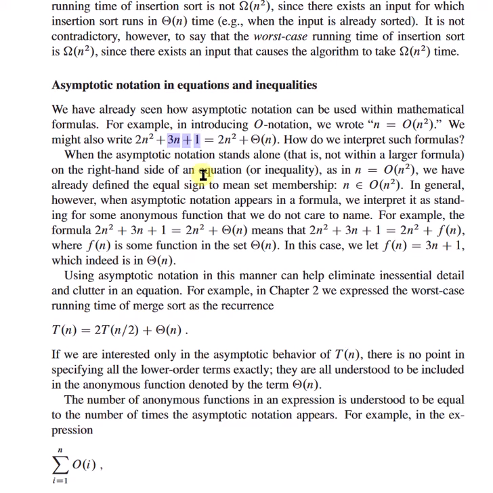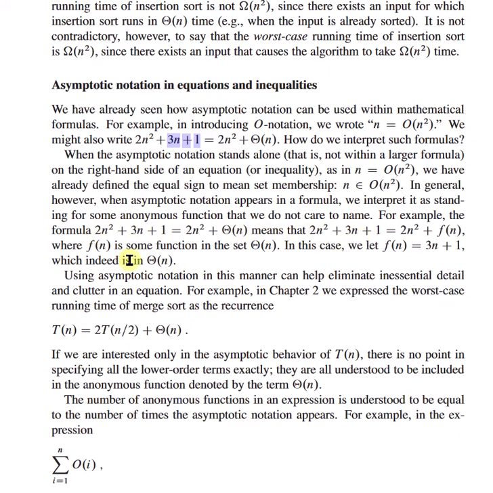How do we interpret such formulas when the asymptotic notation stands alone, that is, not within a larger formula, on the right hand side of an equation or inequality, as in n equal to big O of n square? We have already defined the equal sign to mean set membership: n belongs to big O of n square. In general, however, when asymptotic notation appears in a formula, we interpret it as standing for some anonymous function that we do not care to name.